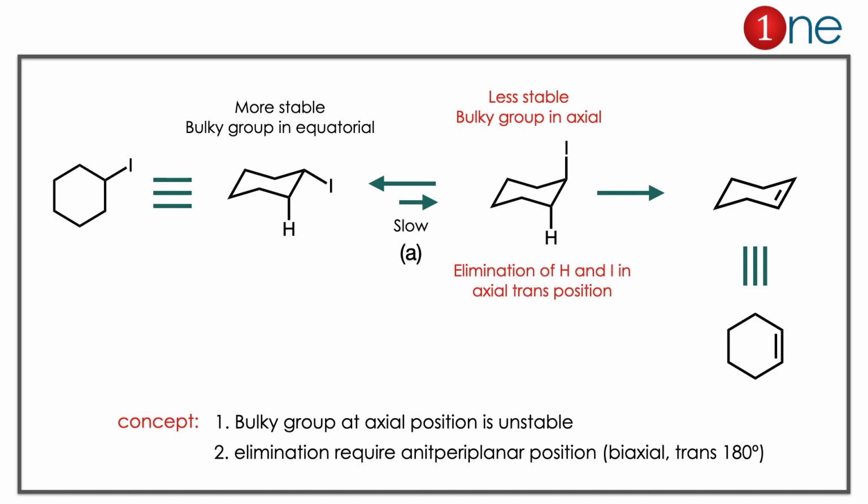So the concepts you have to learn here are that a bulky group at the axial position is very much unstable, and elimination requires the anti-periplanar position. Normally diaxial, both are trans to each other.